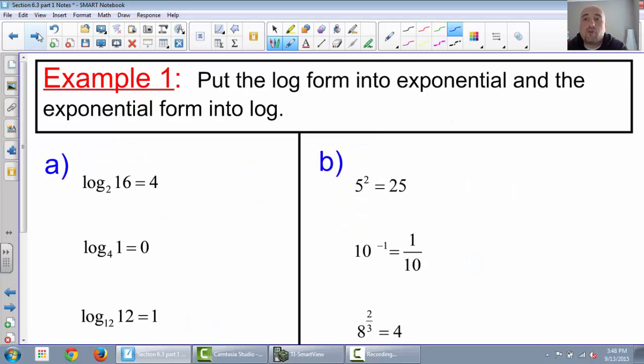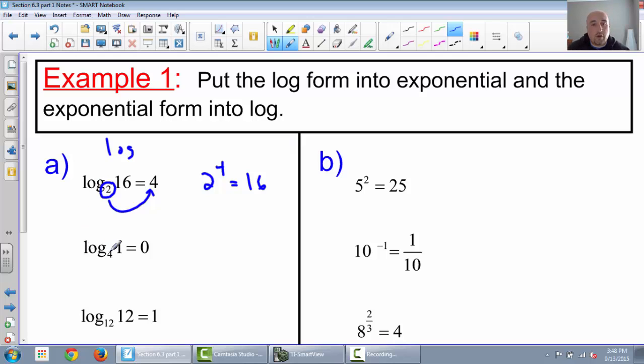It says put the log form into exponential and the exponential form into log. All right, so on the left here we have a bunch of problems that are in log form, and we're going to put these into exponential. So 2 raised to what's after the equal sign is equal to the number next to log, which is 16. We want to make sure that's true. Is 2 to the 4th 16? I do believe that is true.